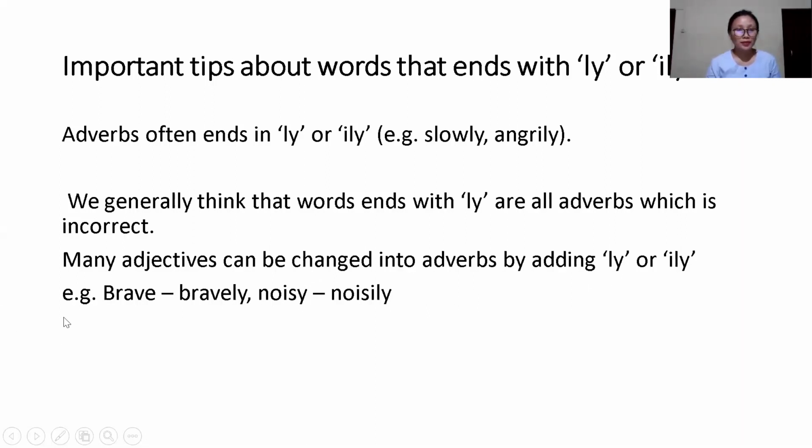For example, brave. The word brave is an adjective. So in order to change it into an adverb, we add ly. Okay, brave into bravely. Noisy into noisily. Here, the word noisy is an adjective and we changed it into noisily by removing y from the adjective and adding ily, and changed it into an adverb.